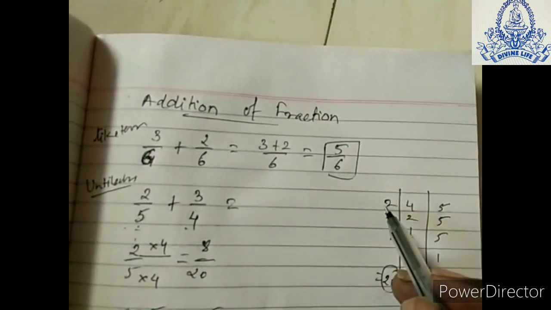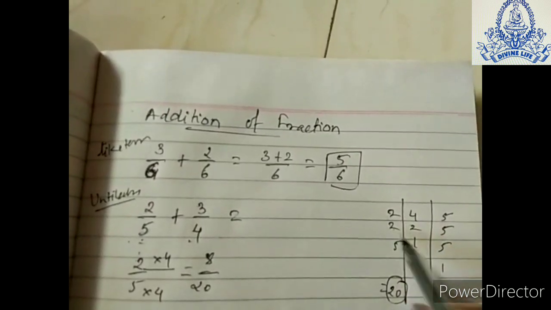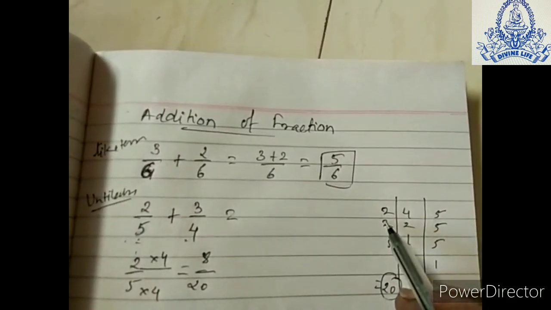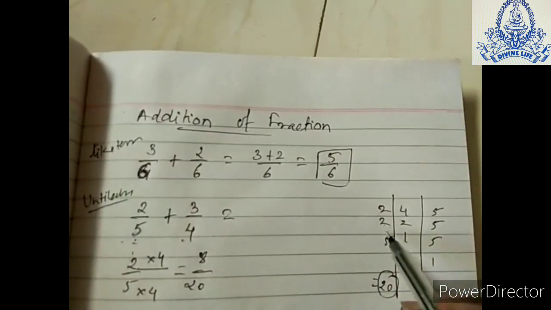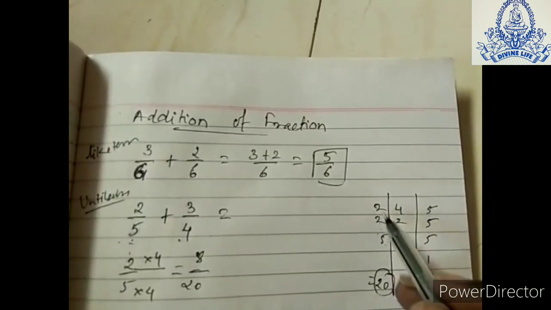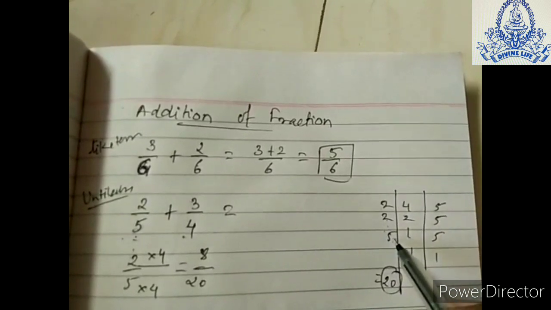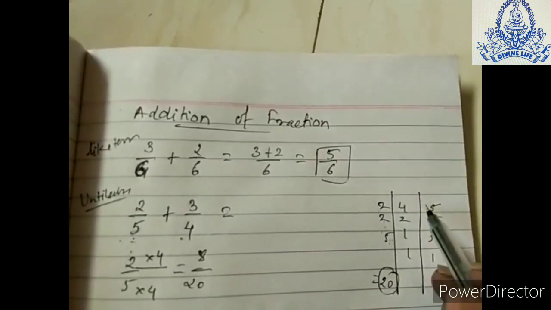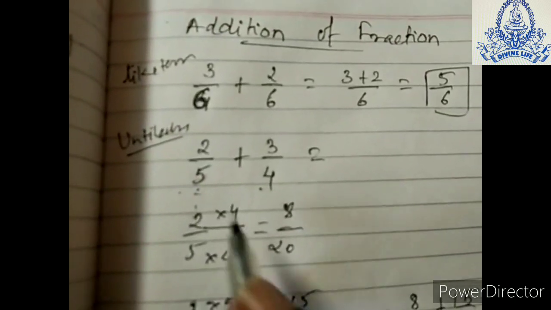Here I have taken 2 2s are 4, 2 1s are 2. Same way 2 5s are 5, 5 1s are 5. That is 2, 4 and 5. That is 2 4s, 2 2s are 4, 4 5s are 20. So the LCM of 4 and 5 is 20. So we are taking LCM 20 out of this.